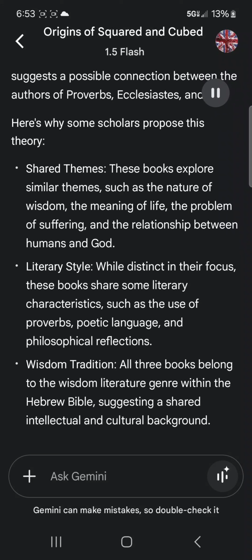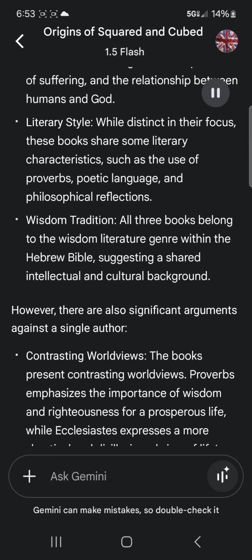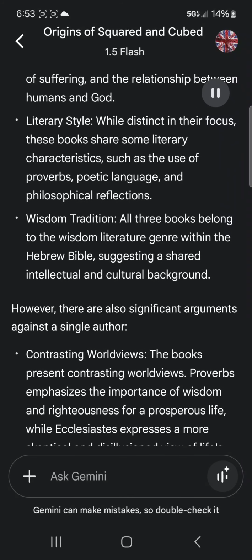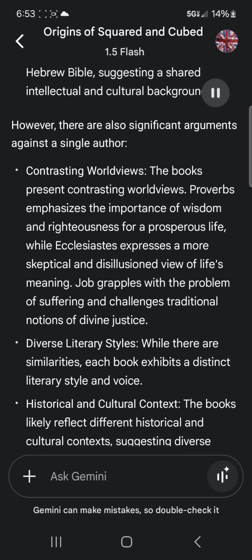Shared themes. These books explore similar themes, such as the nature of wisdom, the meaning of life, the problem of suffering, and the relationship between humans and God. Literary style. While distinct in their focus, these books share some literary characteristics, such as the use of proverbs, poetic language, and philosophical reflections. Wisdom tradition. All three books belong to the wisdom literature genre within the Hebrew Bible, suggesting a shared intellectual and cultural background.